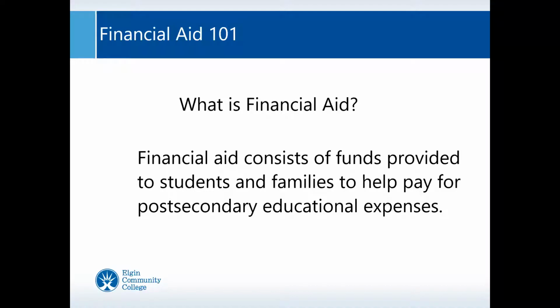So let's get started. First of all, what is financial aid? Financial aid consists of all the funds provided to students and families to help pay for college educational expenses. This includes tuition, fees, books, room and board, transportation, and miscellaneous expenses. So even though most of our students live at home with their families and might not pay rent, we still need to consider these costs since many of our students are adults returning to college who might need help paying their housing and living expenses.